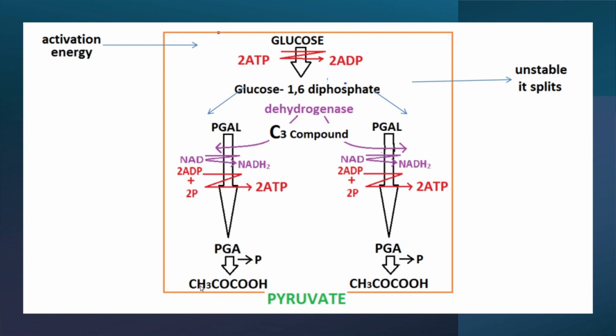And pyruvate is CH3COCOOH. I don't know why they wrote it that way. I don't know why they couldn't just group it. Maybe that's just how it's bonded, so they wrote it the way it was bonded. I'm not sure, but yeah, I think it's like that. It makes sense.